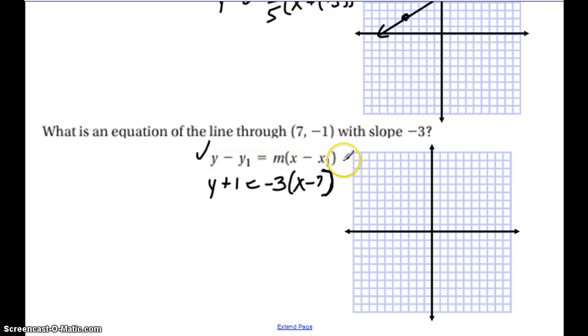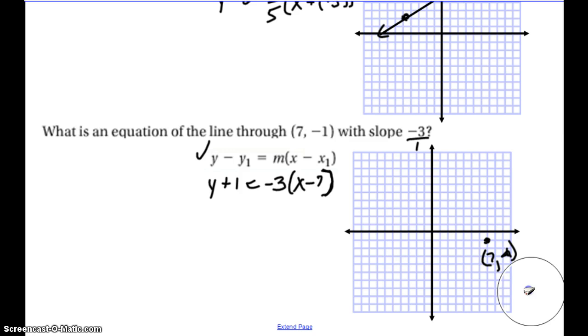Now let's go ahead and graph this. Well, here's our point, 7, -1. And we need to go ahead and apply the slope of -3. A lot of you asked me, or some of you asked me yesterday, is it the same thing as -3 over 1? The answer is yes, you bet. So we can go down 3, 1, 2, 3, and then over 1 to create a negative slope.